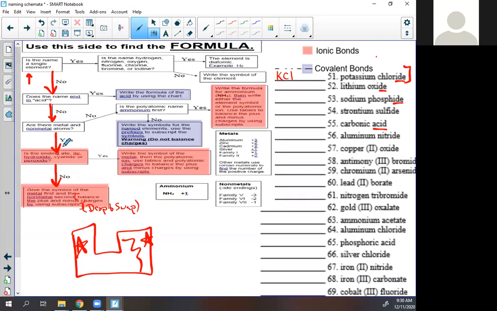Oh, well, it doesn't matter on this one. That's true, but it will eventually. Potassium is in family 1, so I put a +1 above it. So you'll need your periodic table as well. Chloride is a -1, and then we would drop and swap them. So +1, -1, I would drop, but they're both 1s. So if they're both 1s, do I need to put anything?